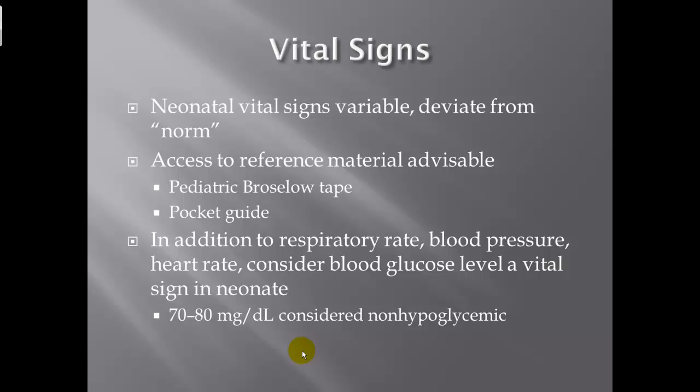Vital signs. Neonatal vital signs are variable and they deviate from the norm. Access to reference material is going to be pretty much your saving grace in this, or advisable. A pediatric Broselow tape or a pediatric pocket guide would be helpful. In addition to respiratory rate, blood pressure, and heart rate, consider blood glucose pretty much a vital sign in the neonate. It should be 70 to 80 milligrams per deciliter. Consider non-hypoglycemic.